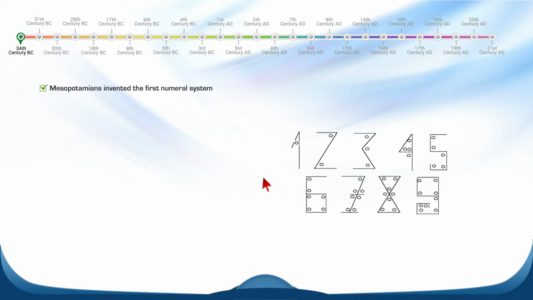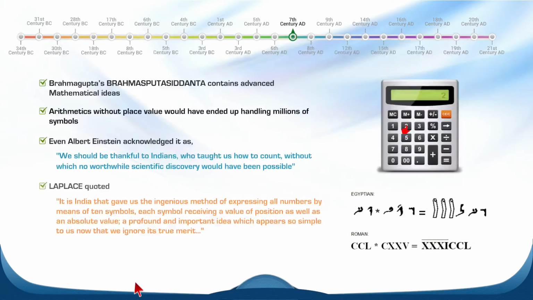So, I would like to take an important instance from the 7th century AD to show you path-breaking findings from the Indians. Brahmagupta, an Indian mathematician, elaborated on various advanced mathematical ideas in his book Brahmasphutasiddhanta.